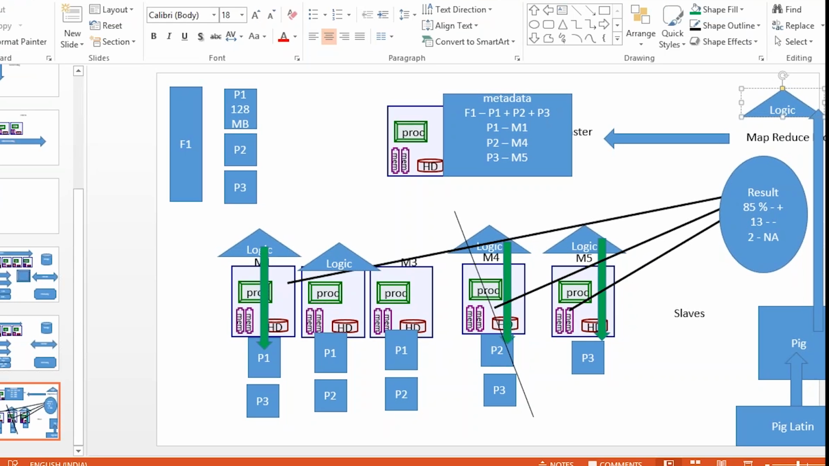Okay, question from Vikram: in what way are big data and Hadoop useful for a business analyst?